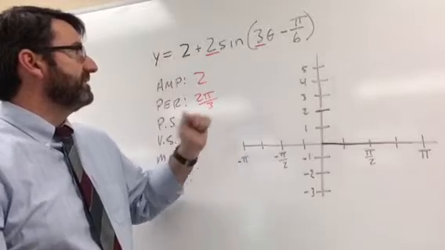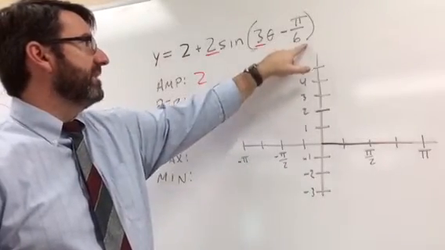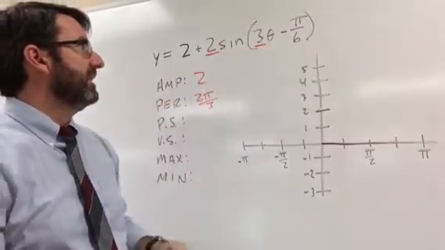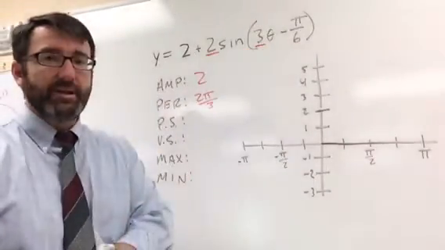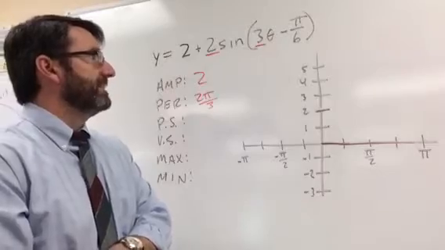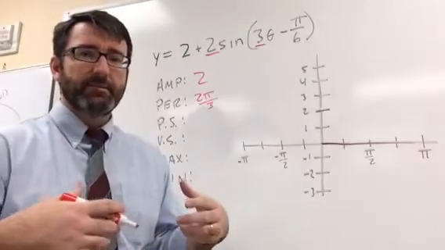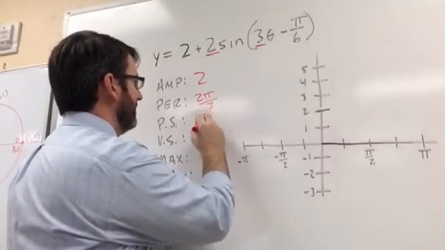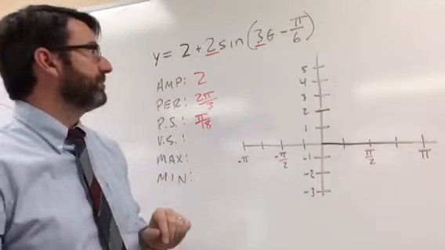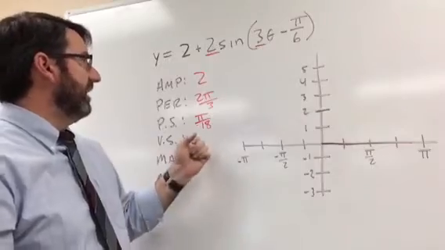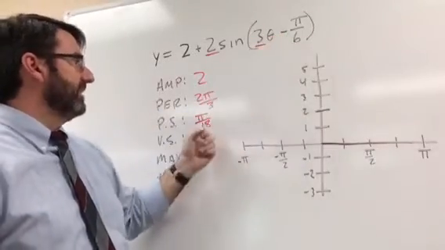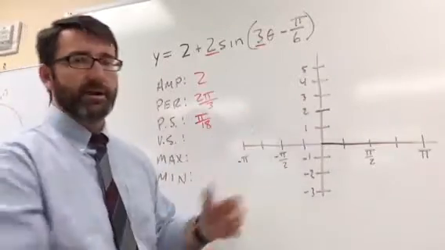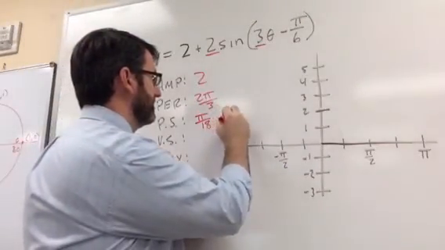The phase shift is going to be this number divided by this number, so C divided by B. So pi over 6 divided by 3 is the same as pi over 6 multiplied by 1/3. So this is going to be pi over 18 is our phase shift. And since it's negative, our shift is going to the right. Remember, it goes the opposite direction of what we would expect. So this is to the right.